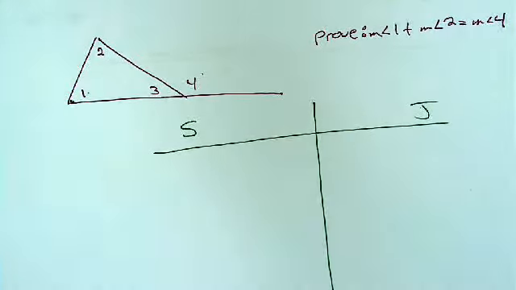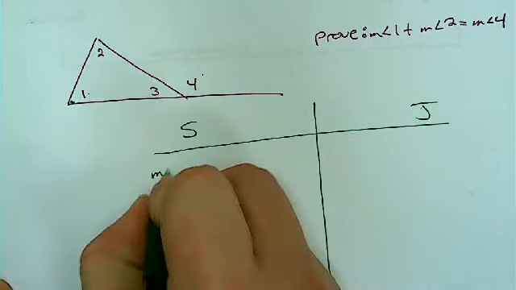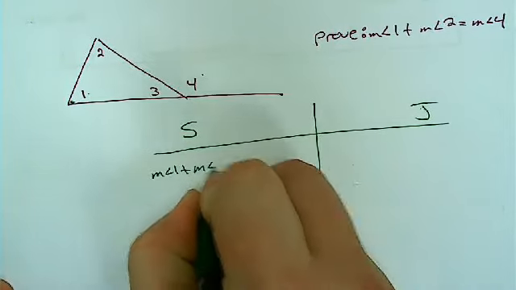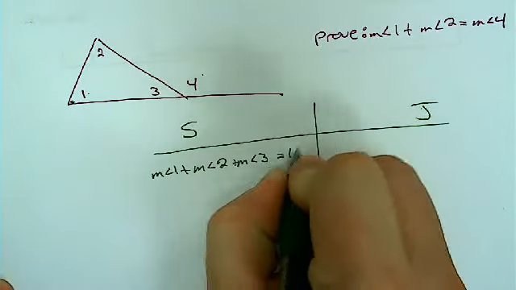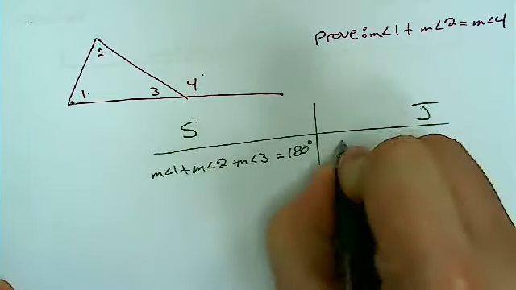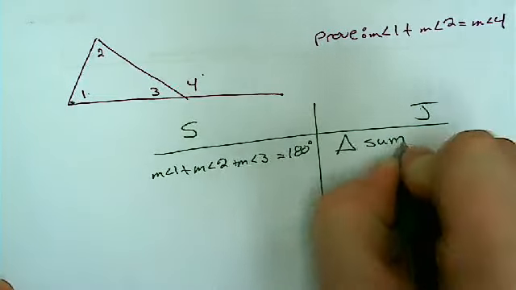Now, one of the first things I told you when we took on this proof, and I assigned it, was that this was a corollary of the triangle sum theorem. So let's start there. What does the triangle sum theorem say about this triangle? Okay, so I add up 1, 2, and 3. I get 180 degrees. That's from the triangle sum theorem.